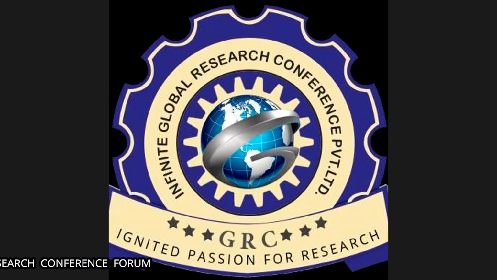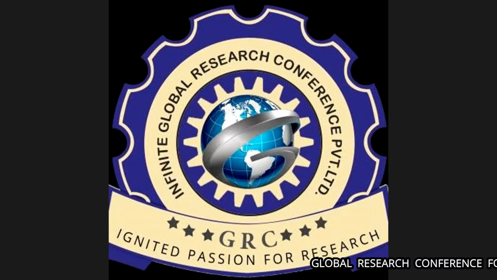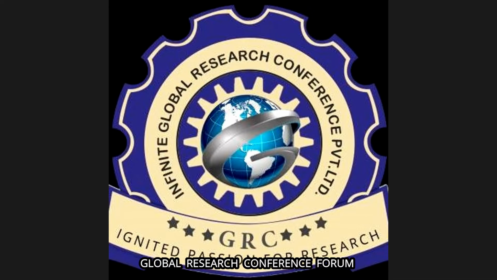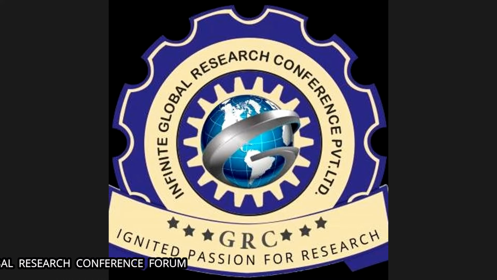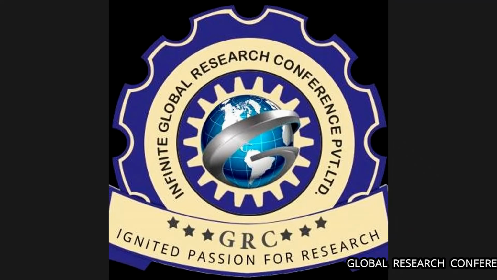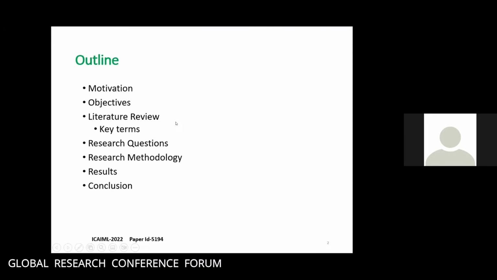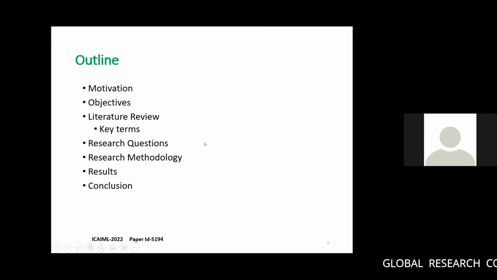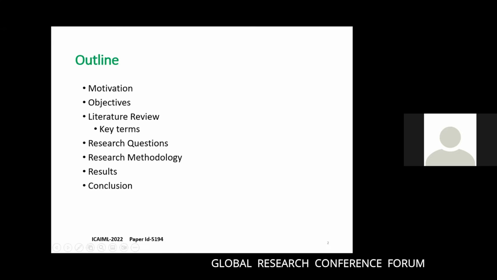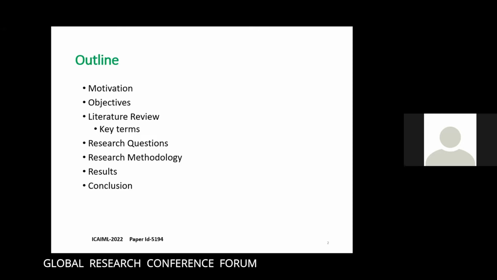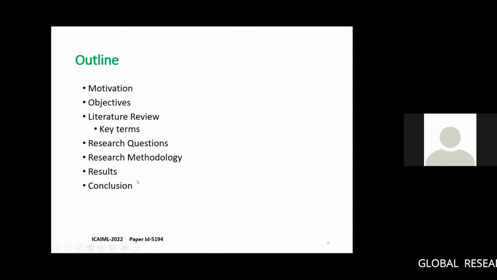So my research work is presented in this paper, comparing machine learning algorithms for classification of functional and non-functional requirements. My presentation will move through the outline, starting with the motivation, then objectives, then literature review with some discussion of the key terms, then the research question which I identified after the literature review, research methodology, result, and conclusion. Let us start with the motivation.